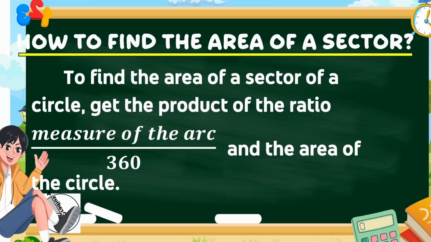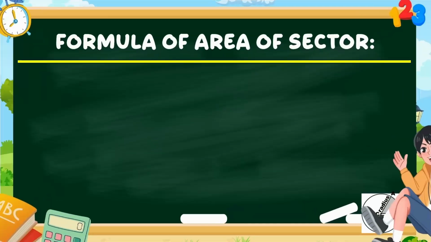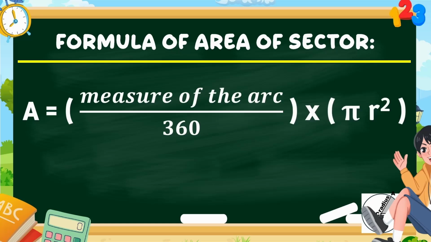Again, to find the area of a sector, we're going to get the product of the ratio of the measure of the arc over 360 and the area of the circle. Again, we have the formula A, or the area of the sector, is equal to the measure of the given arc over 360 times the formula of the circle, or the area of the circle, which is pi r squared.